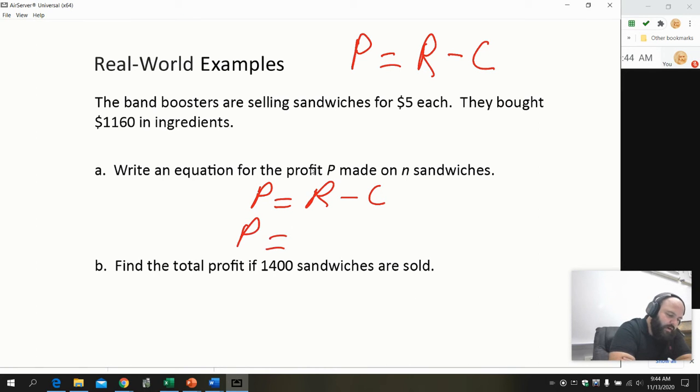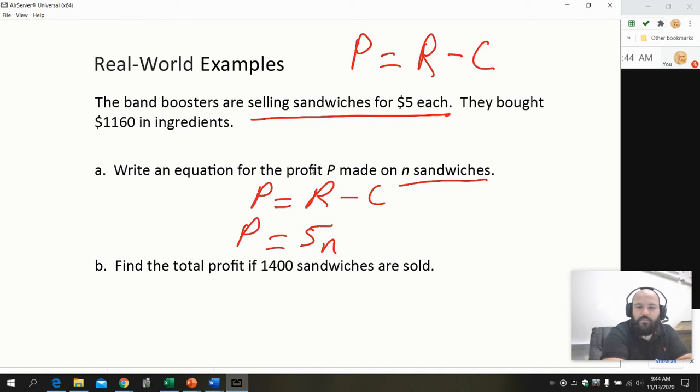We don't know what our profit is going to be. We do know the revenue, so that's money coming in. If you look, we sell the sandwiches for $5 each. Now, we do not know the number of sandwiches. It's N. We don't know how many we're going to sell, but we do know that we're going to make $5 for every sandwich that we sell. So the revenue that we're going to make is 5 times N, which is the number of sandwiches.